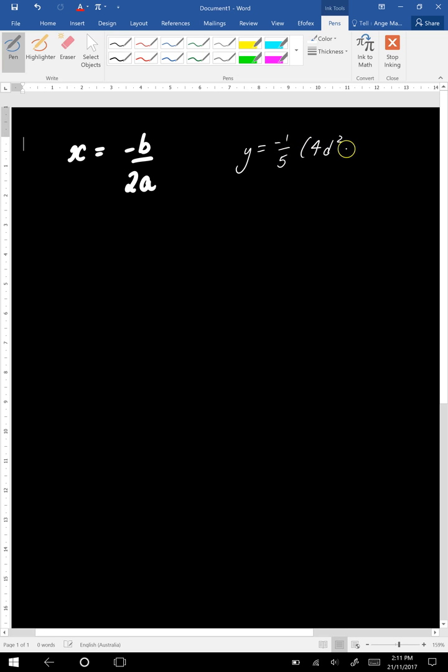4d squared minus, I'm feeling that my memory is a bit better than yours, Henry. Okay, yeah. So what is my b value in this case? 38. 38. Do I have to worry about this? Not yet. Would that affect my vertex?